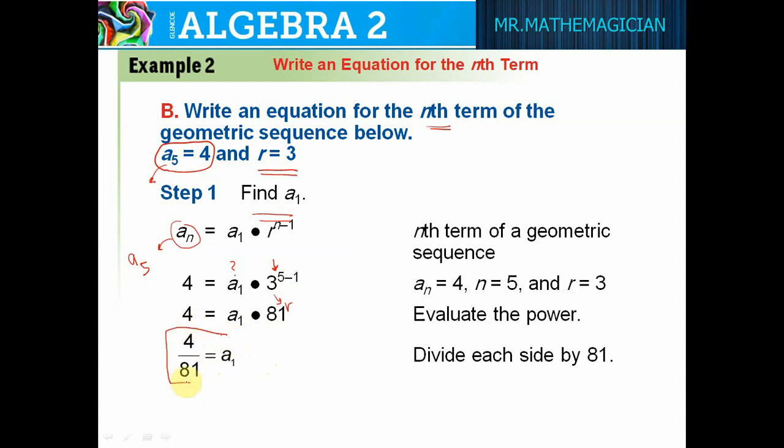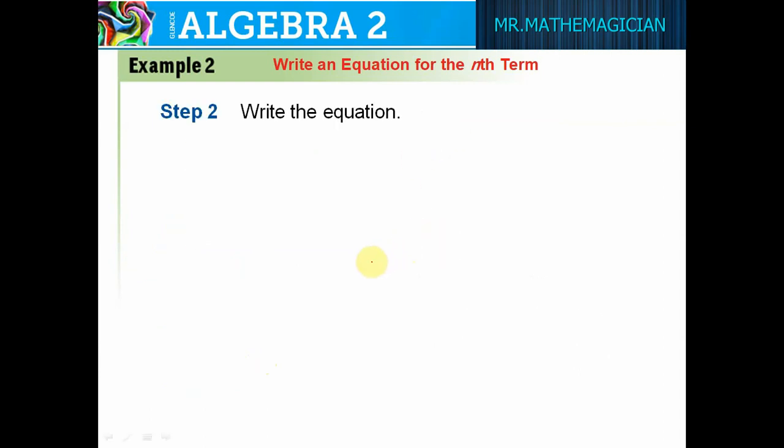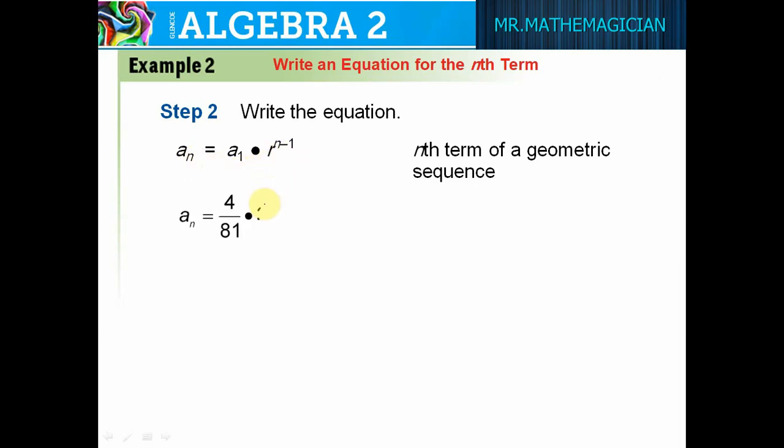Now we have a1 and we have also r, so we can write down the nth term. Let's write the equation. Again, an equals a1 times r to the n minus 1. an equals a1, which is 4 over 81, times 3 to the power of n minus 1, and we leave it as is. So the answer is an equals 4 over 81 times 3 to the power of n minus 1.